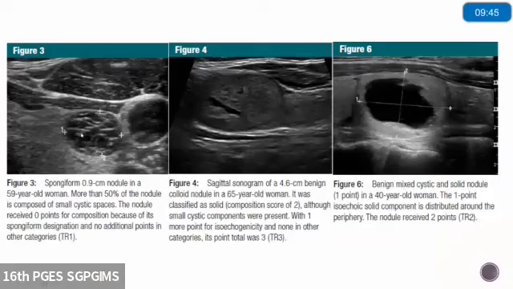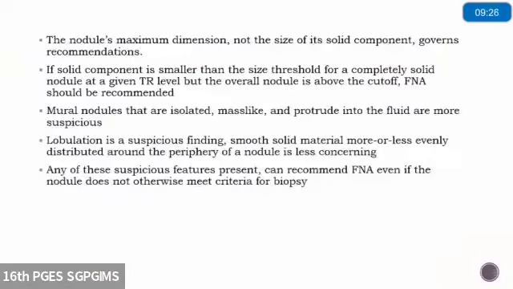This is the spongiform pattern, very typical of a benign nodule. This is a solid nodule with less than 5% of the cystic areas, so more towards the malignancy. And the ones in which there is peripheral thick rim of soft tissue, there are more chances of being malignant.